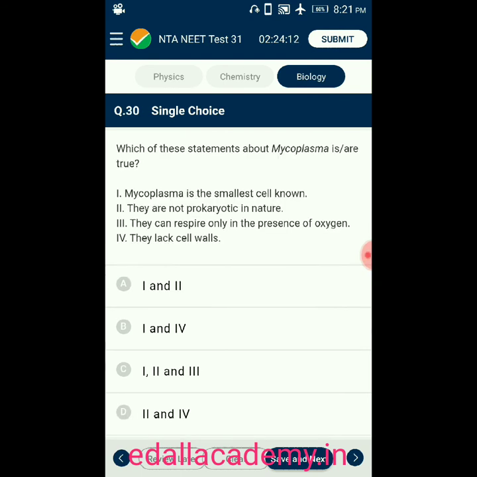Question number 30. Which of these statements about mycoplasma are true? Mycoplasma is the smallest cell known. They are prokaryotic cells that lack cell walls. They can cause a variety of diseases and hence are potent pathogens for causing respiratory tract illness. So the answer for this question is option B. From the given 4 statements, the first and 4th statements alone are true.